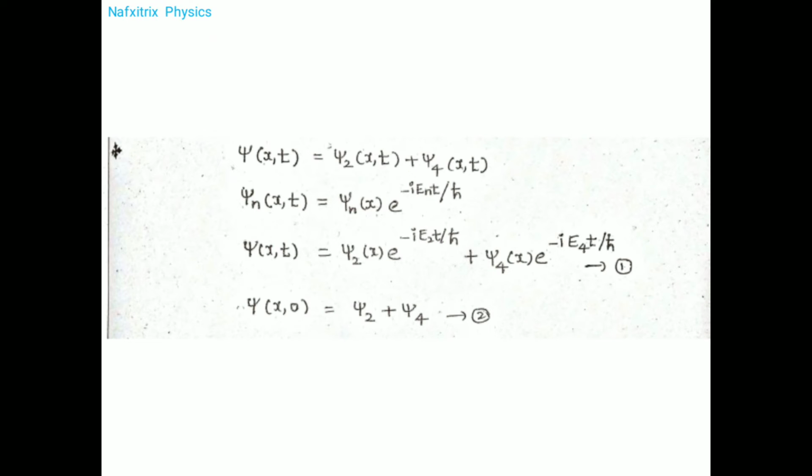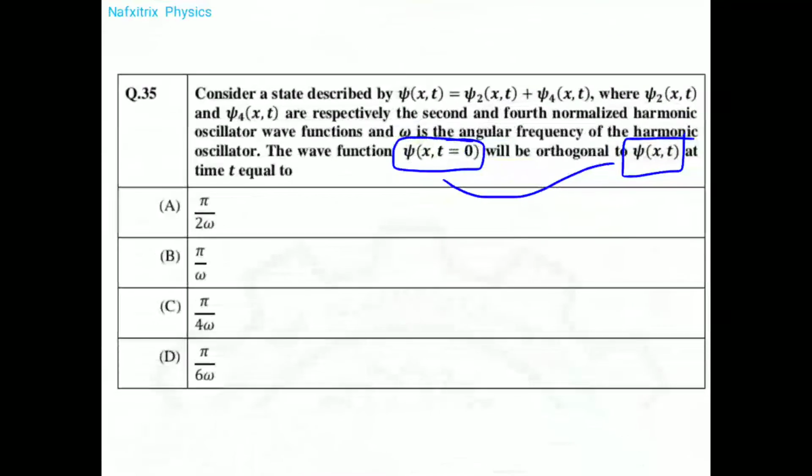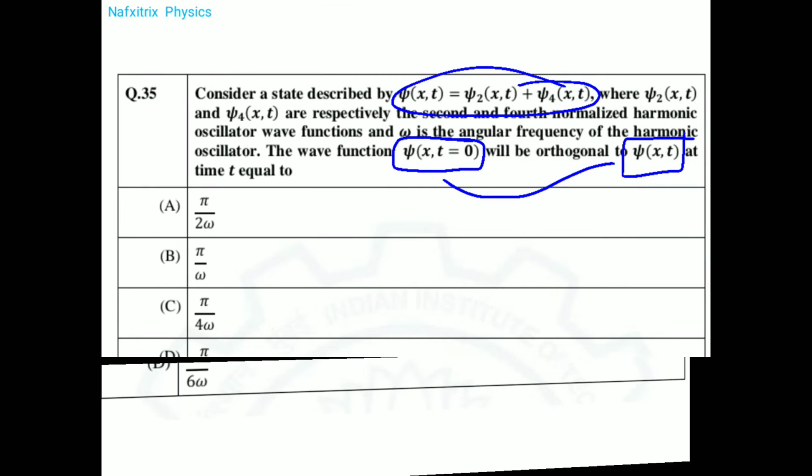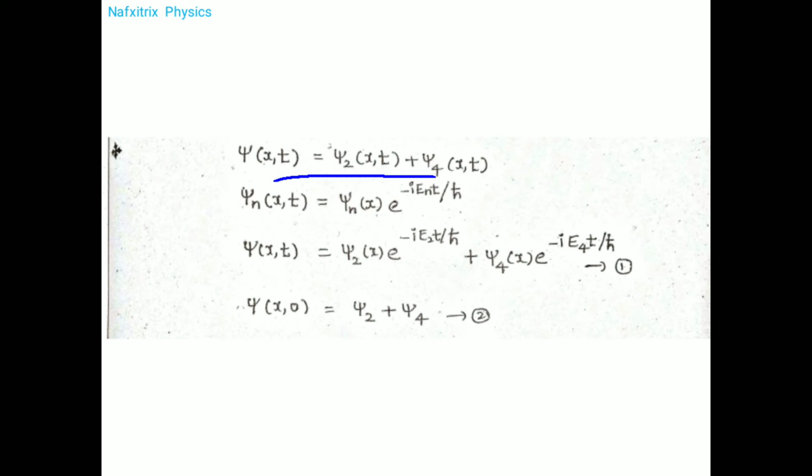So for that, what they have given in the question is xi of x comma t equals xi2 plus xi4. At a certain time t, the time dependent wave function at position x and time t is nothing but xi n of x into e power minus i E n t by h cut, where E n is the energy of that particular nth level. This is the form we need to remember. This is the standard form of the wave function which depends on time.